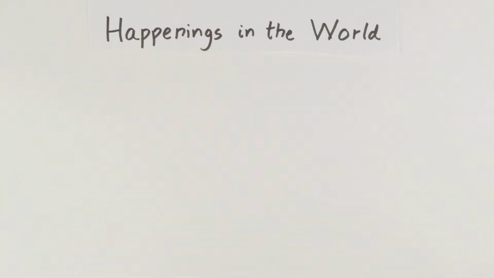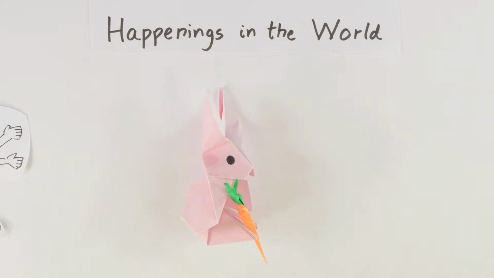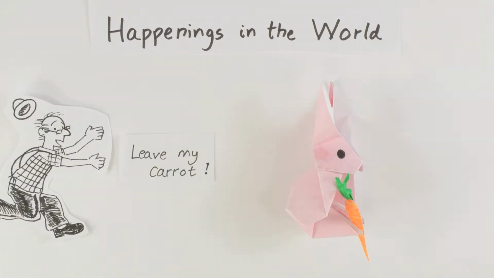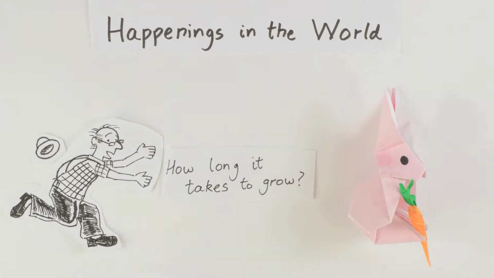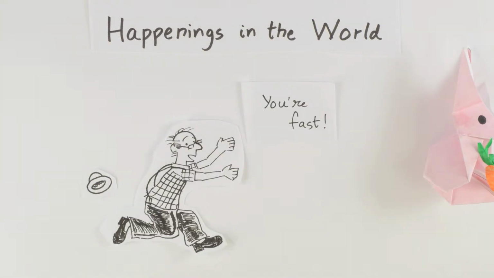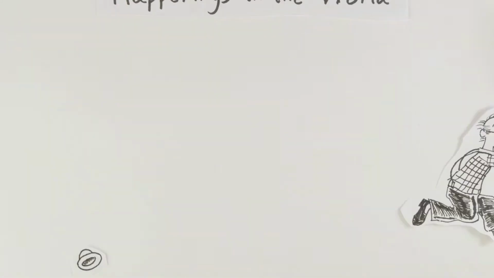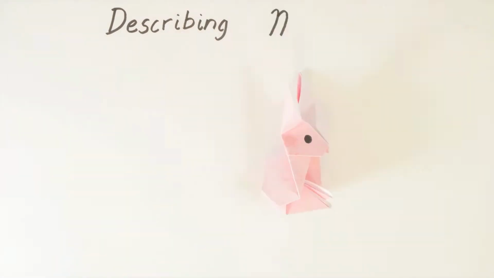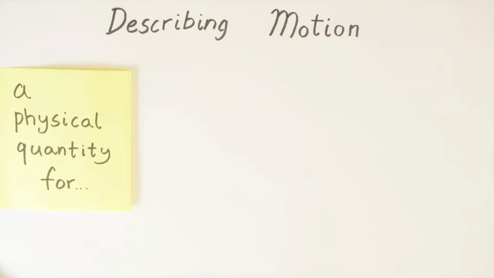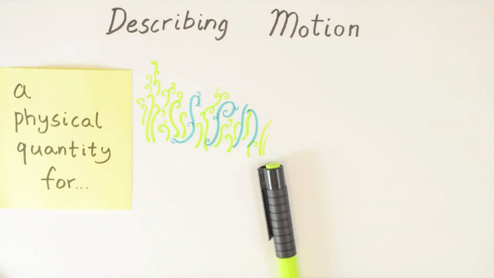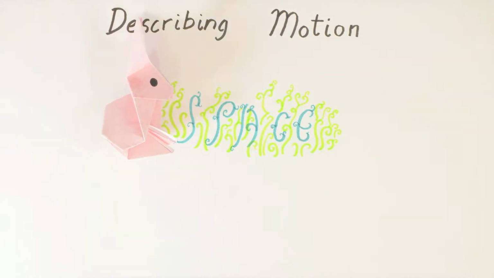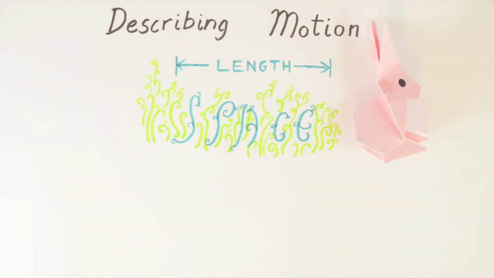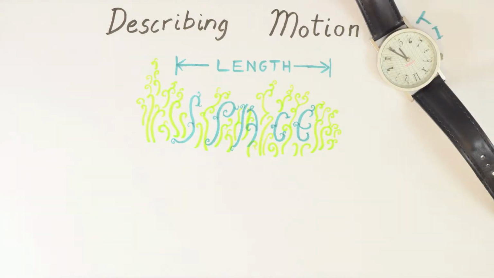Often in science and engineering, it's important to describe the happenings in the world around us in terms of physical quantities. If we want to describe an object's motion, it's clear we're going to need a physical quantity that says something about space. We can use length for this purpose. It's also pretty clear that it will be important to specify time as a physical quantity to characterize motion.